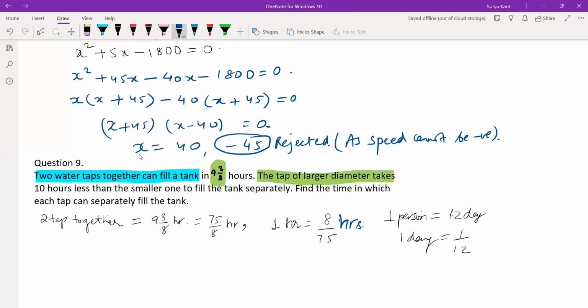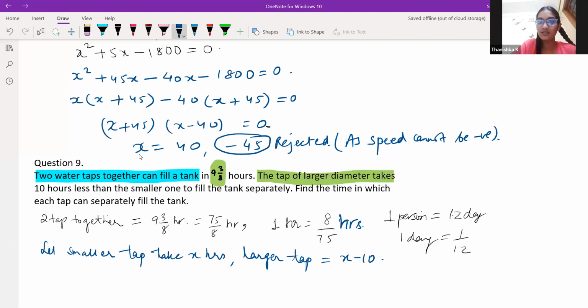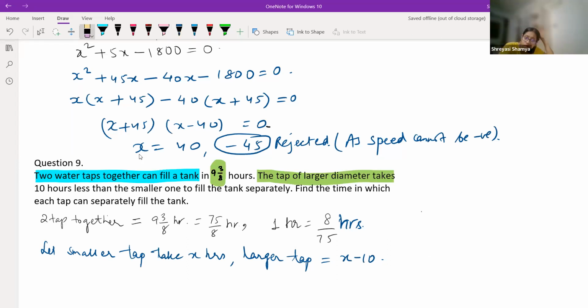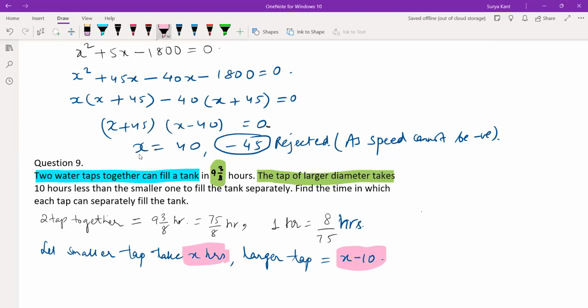The tap of larger diameter takes 10 hours less than the smaller one. So let the smaller tap take x hours to finish the tank. Then how much time will the larger tap take? x plus 10 or minus 10? Minus 10. x minus 10. Why x minus 10? Read the question: the tap of larger diameter takes 10 hours less. If the smaller one takes x hours, then compared to this, the larger tap takes x minus 10 hours. Correct or not? Yes, sir.